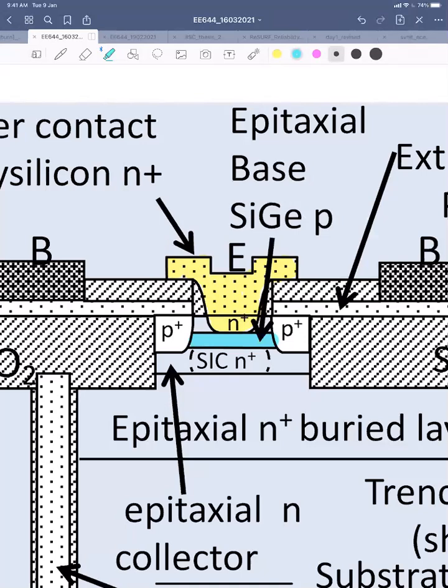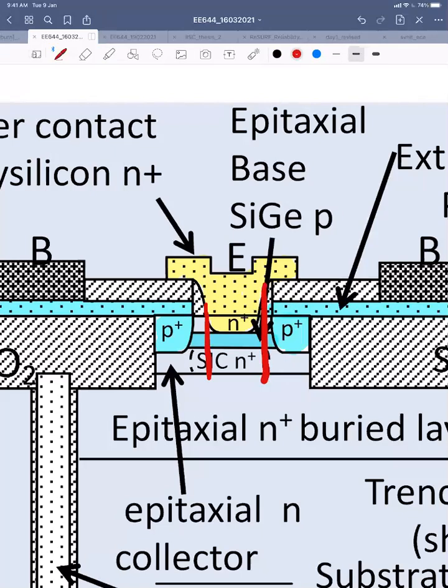And here, this is my extrinsic base, right? And here this one is my base poly. This is my base poly, right? So if you look at it, this green part is the emitter, this blue part is the base. So this is your device part. So this is emitter, base and collector, right? But outside this intrinsic part, this is the extrinsic part.